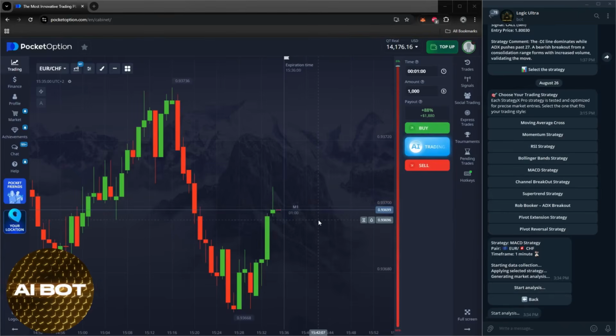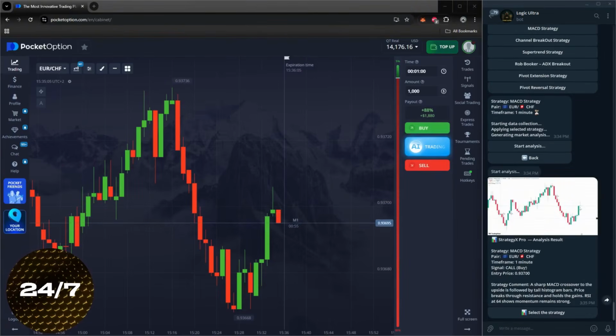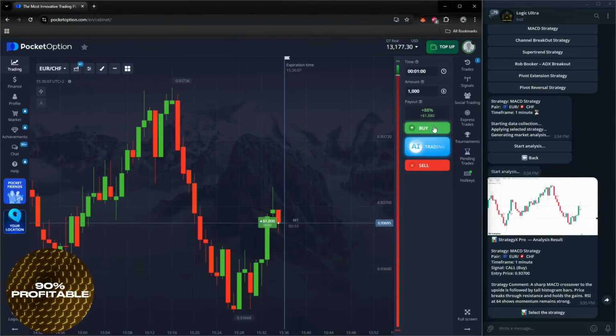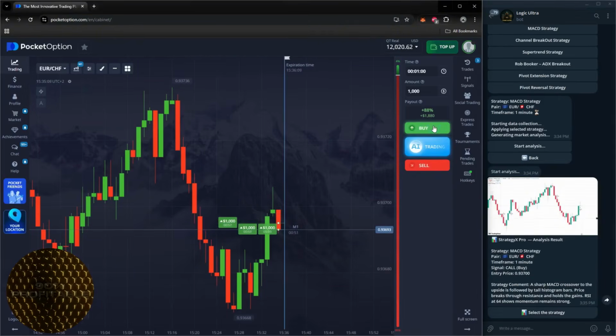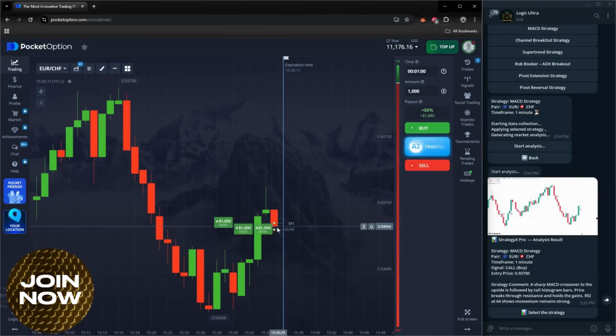You're already going to start mastering the strategy because the robot is going to give you a breakdown of the trade. So here we have a buy position, so we're going to place $1,000 here. Wait for a second, place another 2,000 here on this trade, and let's look into the analysis.